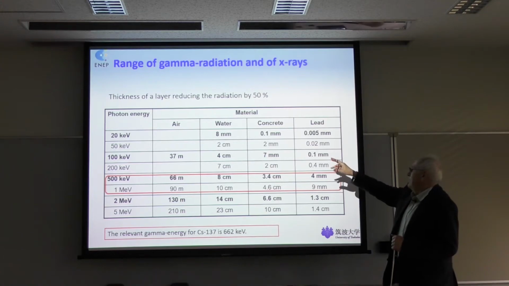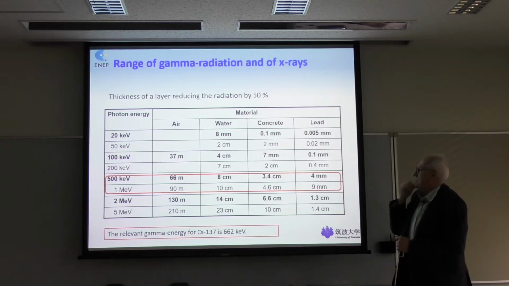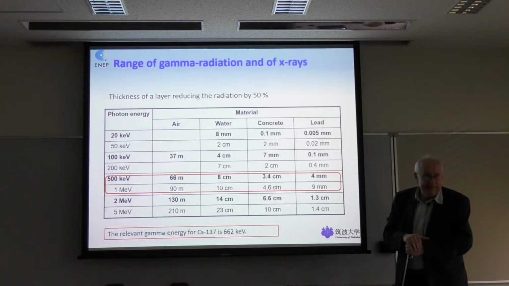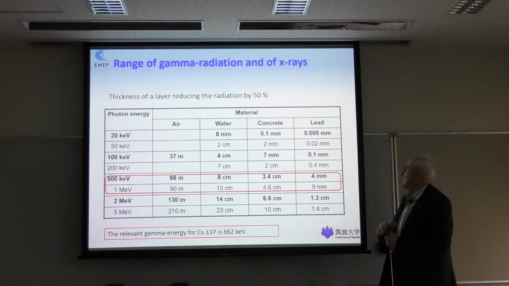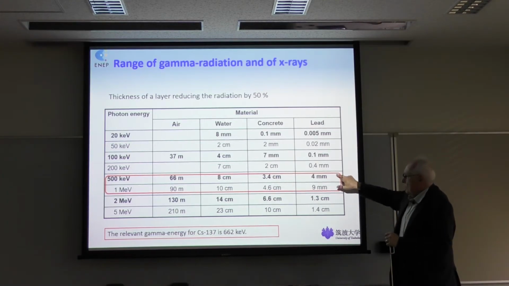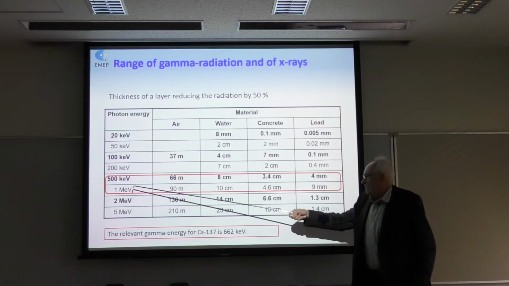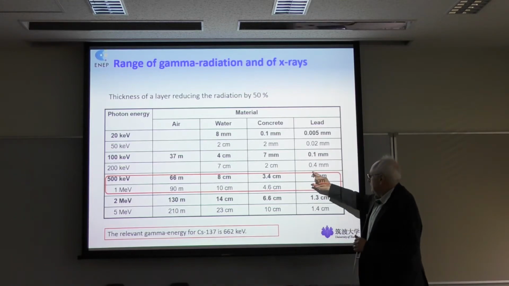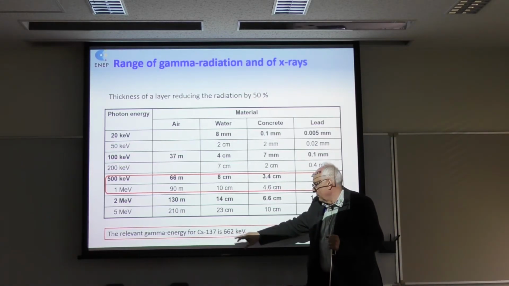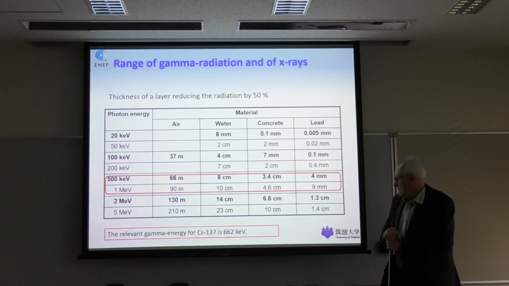On the other side, the range of gamma radiation decreases with the density of the material. The more dense the material is, the lower is the range. This has been marked in red. This is the range between 500 kilo electron volt and 1 mega electron volt. And in between we have the relevant gamma energy for cesium-137, which is 662 kilo electron volt.